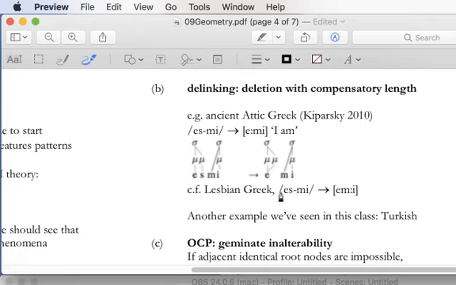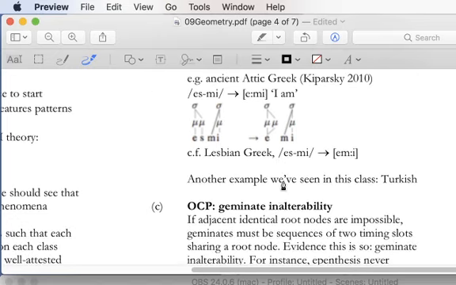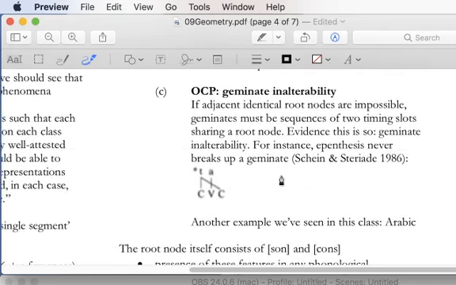but all of them involve deletion of all the features associated with a segment, but preservation of the time slot associated with that segment. Right? Another example that we looked at earlier in this class was in Turkish, where something very, very similar happened, except that it was optional in Turkish, or variable. So that's delinking of an entire root node: deletion with compensatory lengthening.